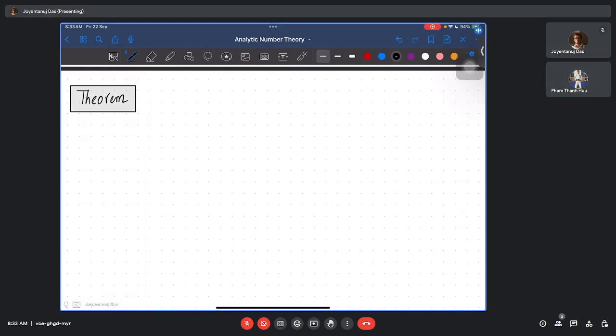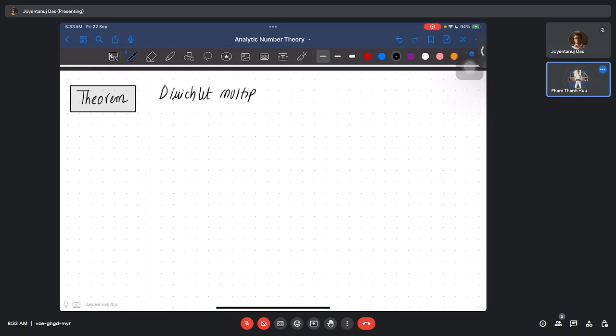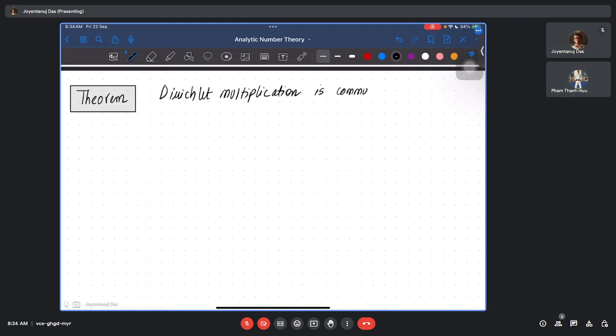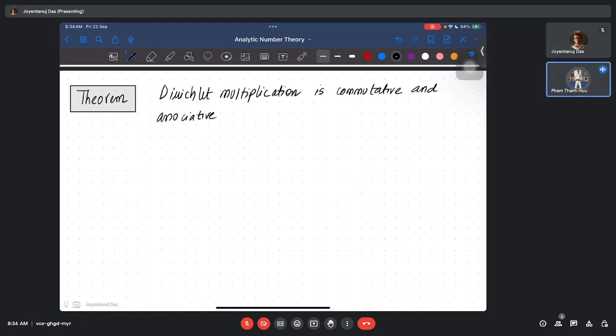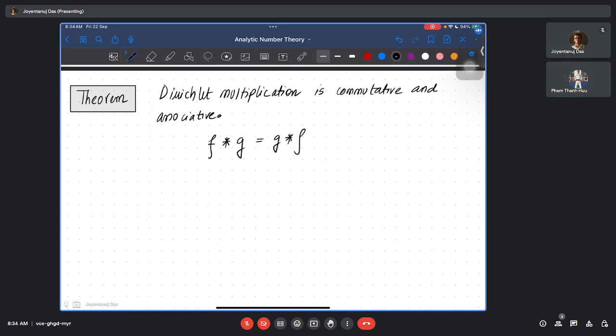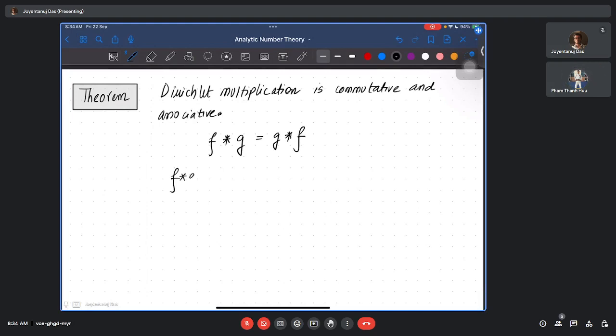It says that Dirichlet multiplication is commutative and associative. So what does it mean? Commutative means f star g equals g star f. And associative means f star g star k equals f star of g star k. So this is commutative and this is associative. You have to prove this from the definition of the Dirichlet product.